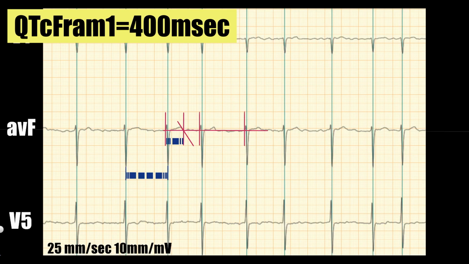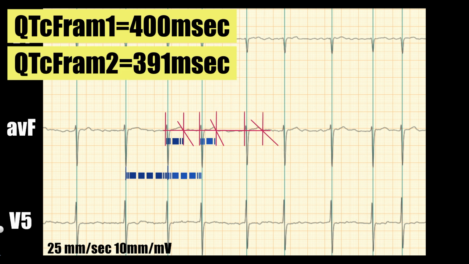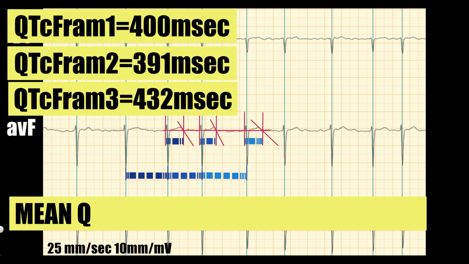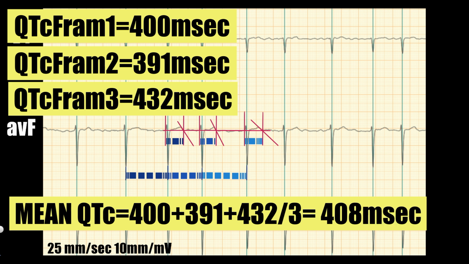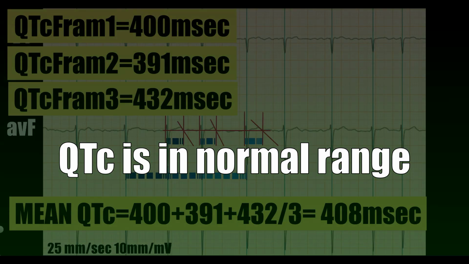Due to RR interval variation, QT interval also changes. So for correct measurements, let's calculate the mean corrected QT interval in a few complexes in the same way. The mean corrected QT in this part of atrial fibrillation is equal to 408 milliseconds.